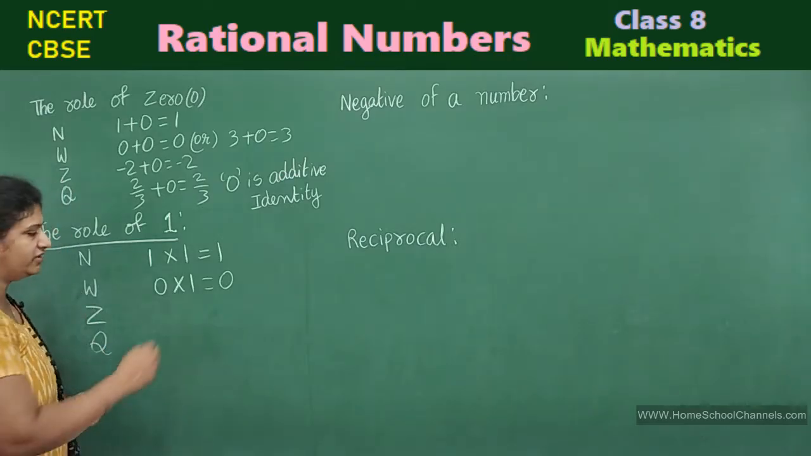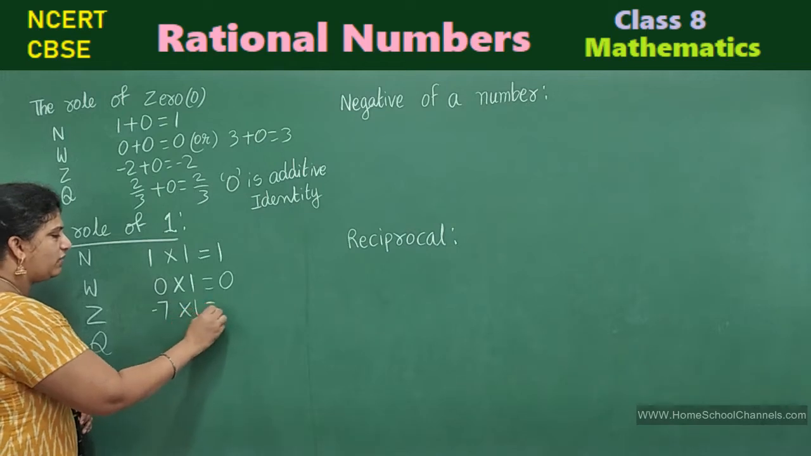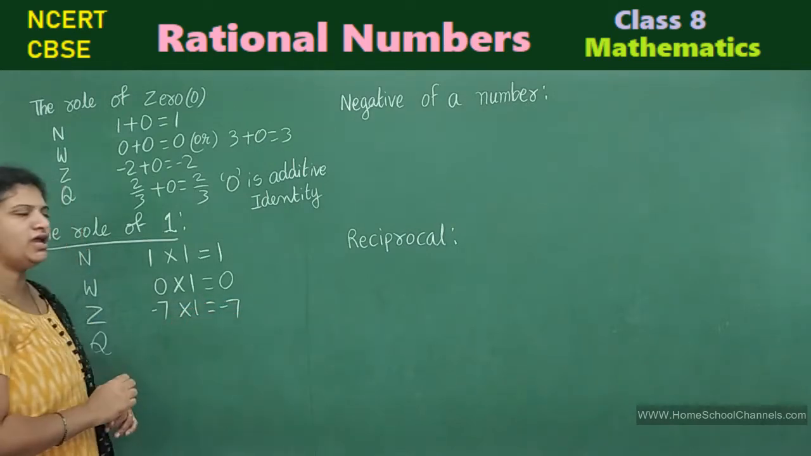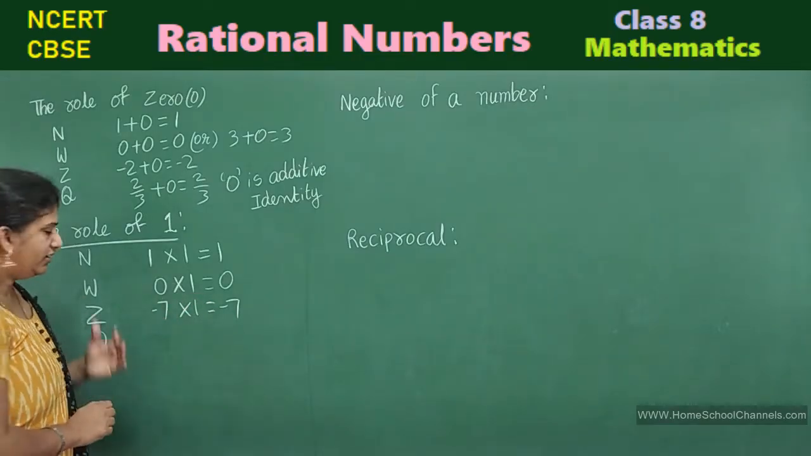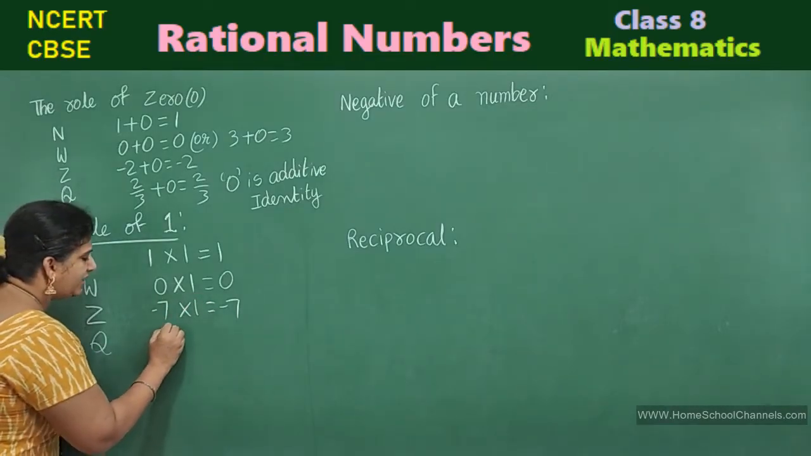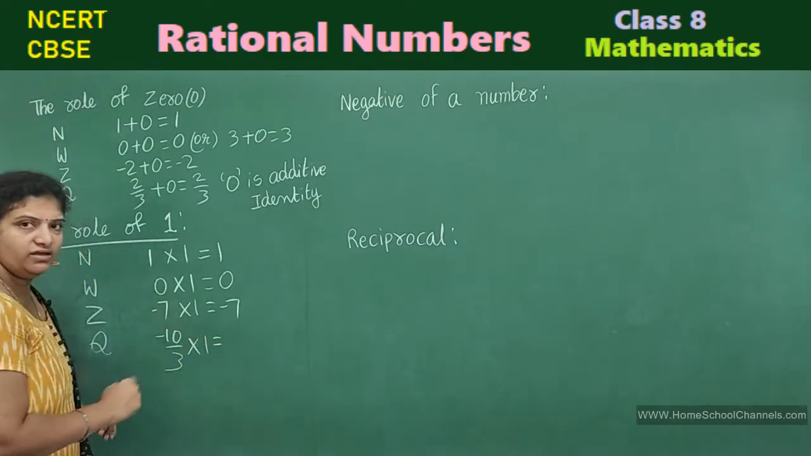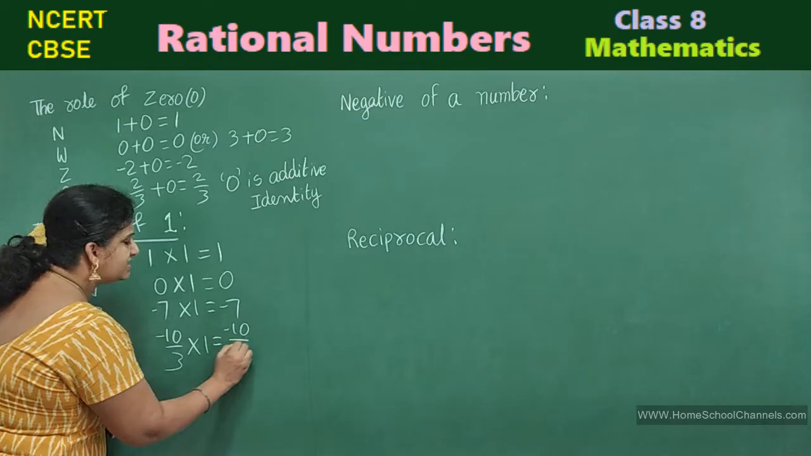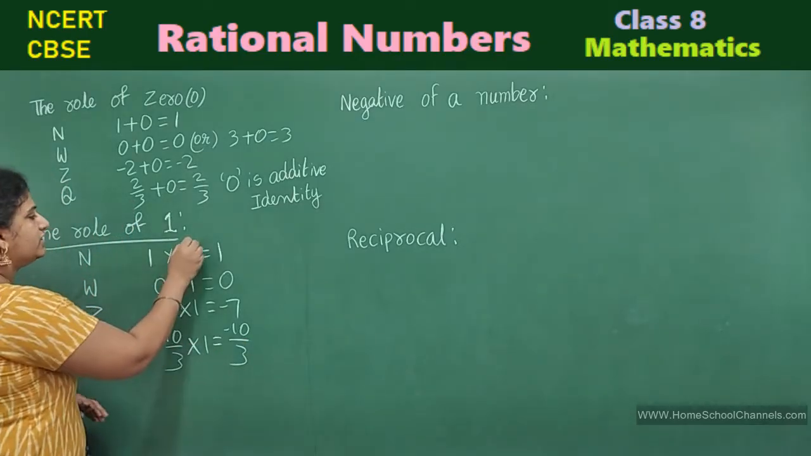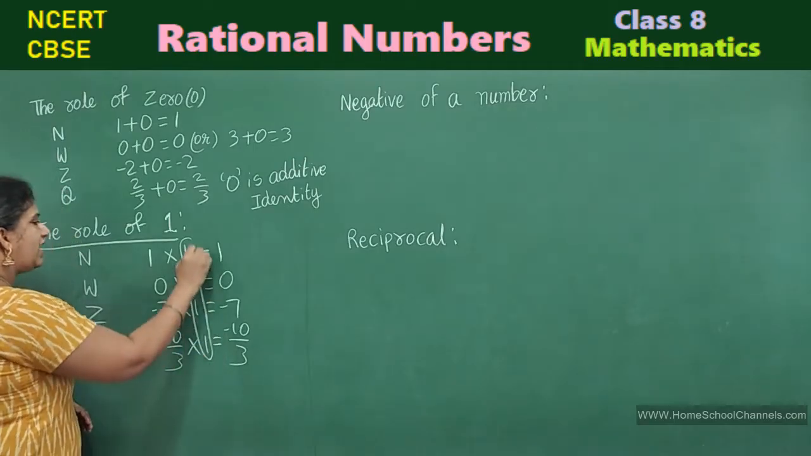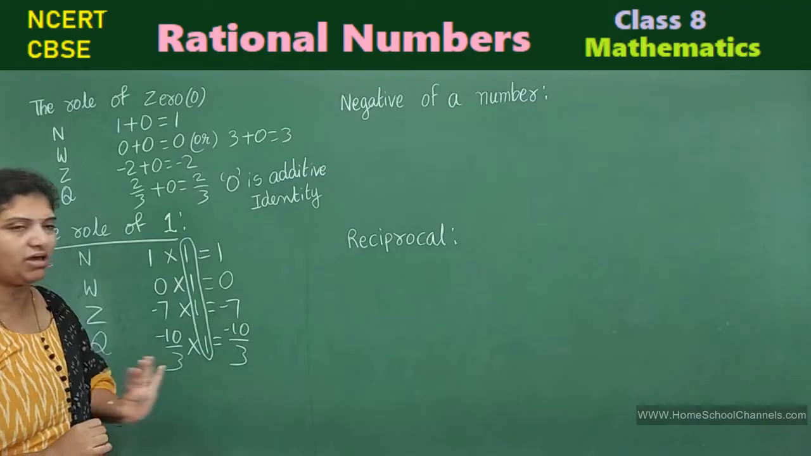Next, integer. Let me take minus 7. If you multiply by 1, what happens? Minus 7 only you are going to get. Same identical number only you are going to get. Rational number, minus 10 by 3. If you multiply by 1, the result will be minus 10 by 3. Yes, same identical number. That means if you multiply any number by 1, you get the same number.